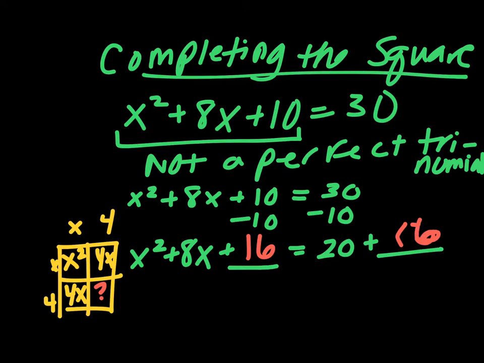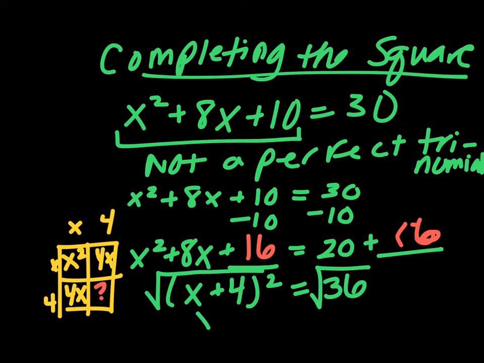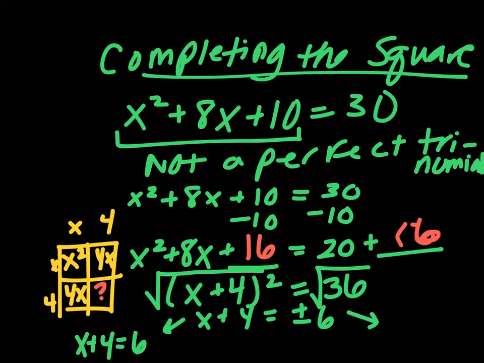But if I'm going to add something to one side, I must add that same thing to the other side. So I'm going to rewrite the left-hand side as the perfect square binomial, x plus 4 squared, which is now equal to 36, which I can then continue to solve using the root method. So I'll take the square root of both sides, x plus 4 equals plus or minus 6, which gives me two equations, x plus 4 equals positive 6, and x plus 4 equals negative 6, which when I solve gives me x equals 2 and x equals negative 10.